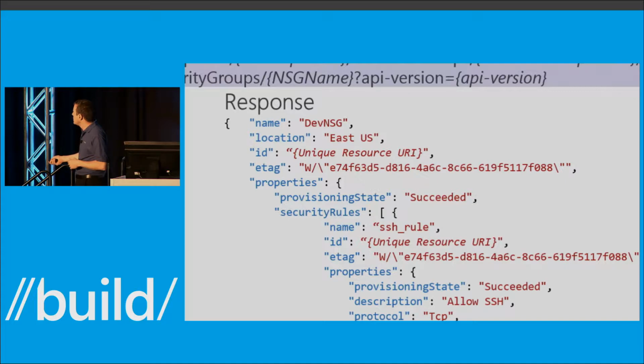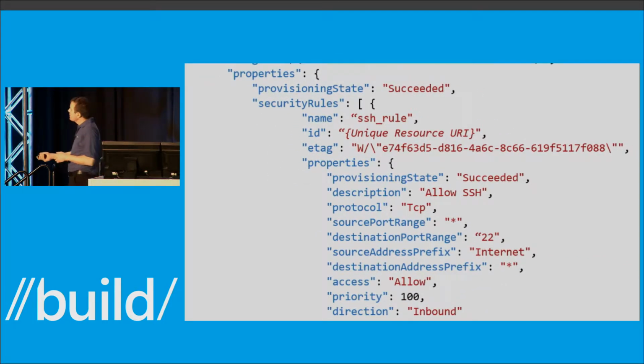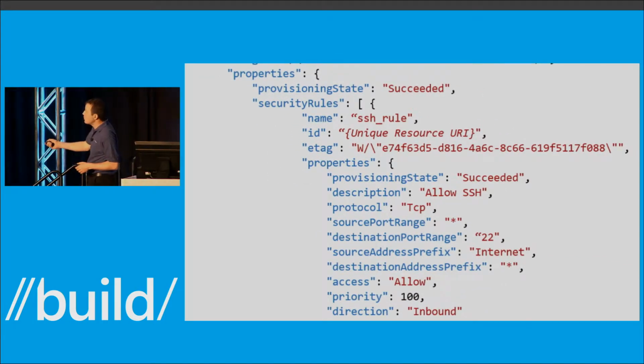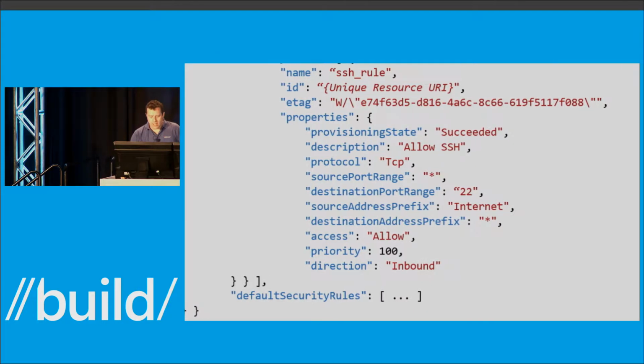And then we have the security rules down here. The security rules. This is an array, a collection of the security rules we created. It's the exact same one we specified, with one addition, which is the ID up here, which is a unique URI for this security rule within the parent. Great. Also at the bottom, we have default security rules.